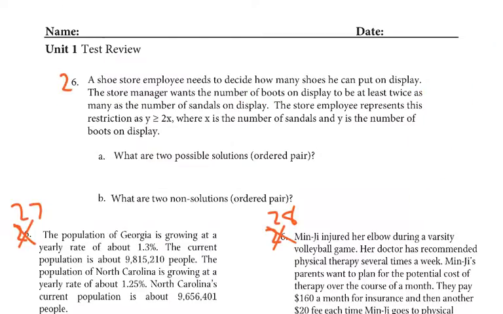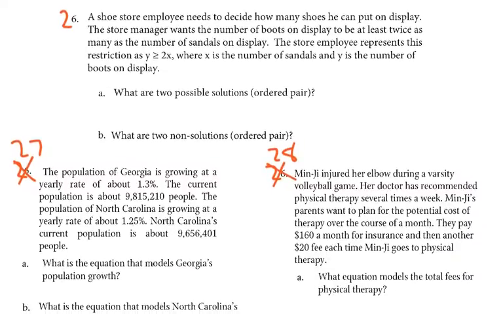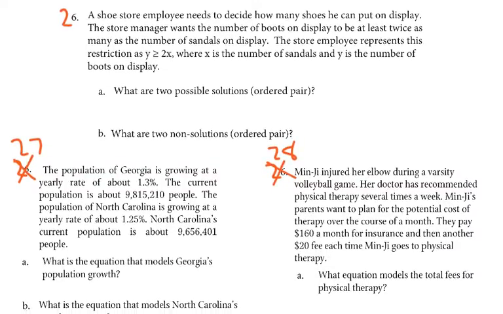Alright, so last 3 problems, 26, 27, and 28. A shoe store employee needs to decide how many shoes he can put on display. The store manager wants the number of boots on display to be at least twice as many as the number of sandals on display. The store employee represents this restriction as y is greater than or equal to 2x, where x is the number of sandals and y is the number of boots.